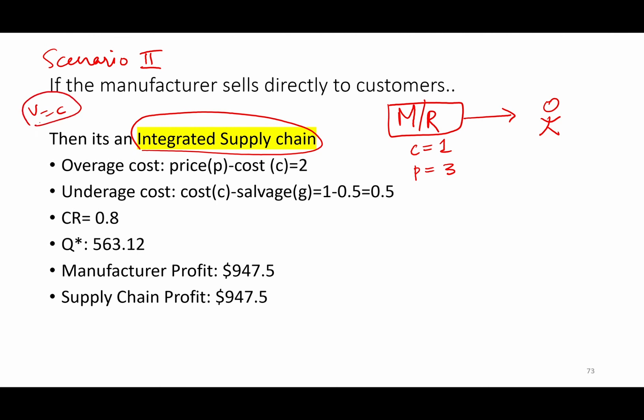Then you can find the Q star, the manufacturer's profit, and the total supply chain profit. And this profit turns out to be the maximum total supply chain profit. Because when the supply chain is integrated, or when V is equal to C, then in that case the supply chain does the best that it can ever do, or it makes the highest profit.